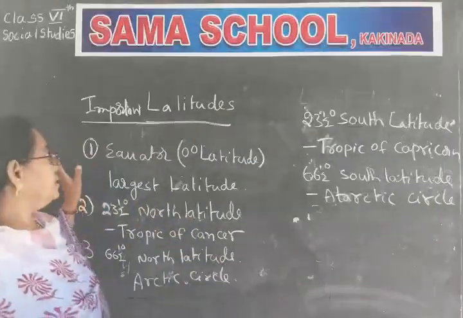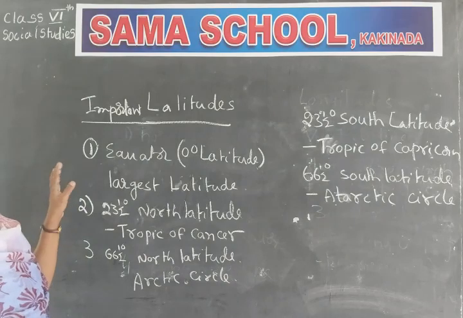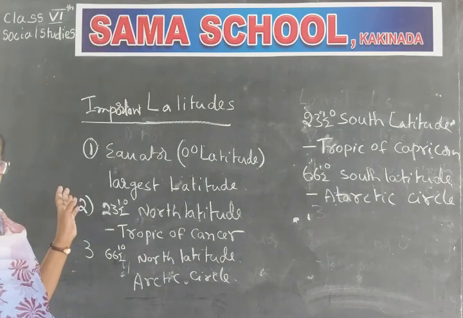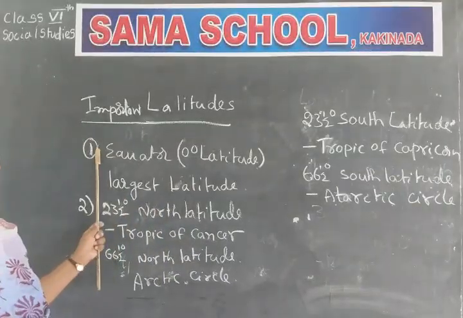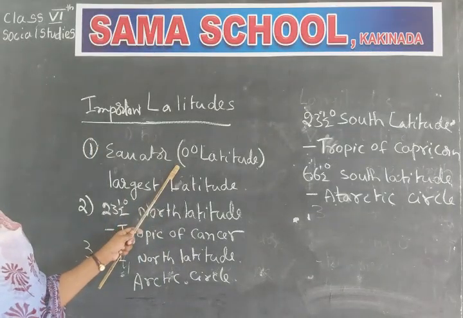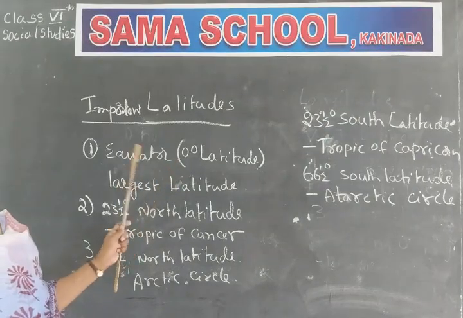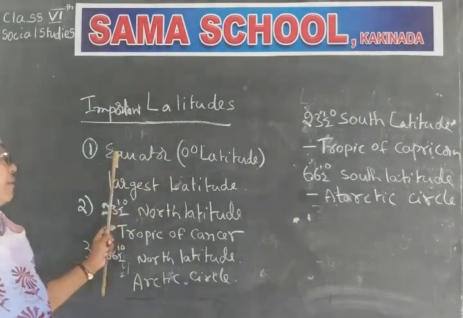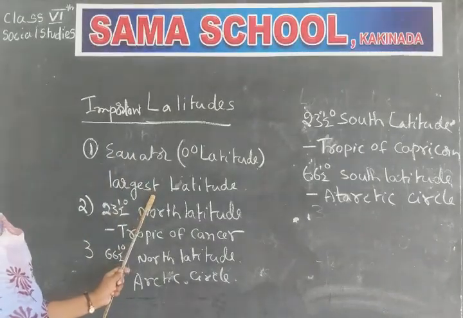So, if they ask you to write about the important latitudes, or name the important latitudes, you can write that the equator, that is the 0 degree latitude, divides the globe into two equal halves. That's why it is called the equator, equally divided. The equator is the largest of all latitudes.